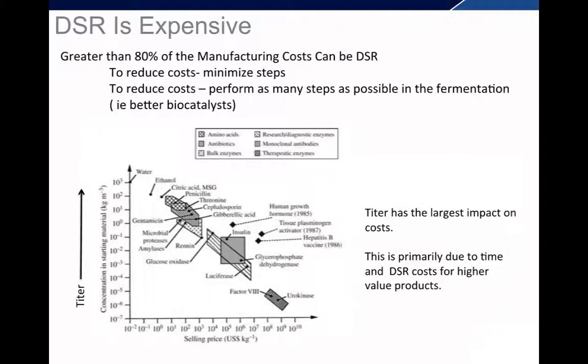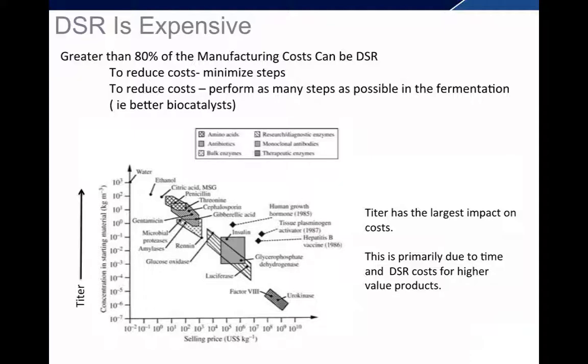Downstream is really expensive, so greater than 80% of the manufacturing costs of any bioprocess can be the downstream recovery. To reduce the cost, you want to minimize the number of steps. Or if there are multiple conversions that can be done in the cell, do as many of those in the cell as possible to avoid downstream recovery steps. That's also ideal. So better strains, better biocatalysts.